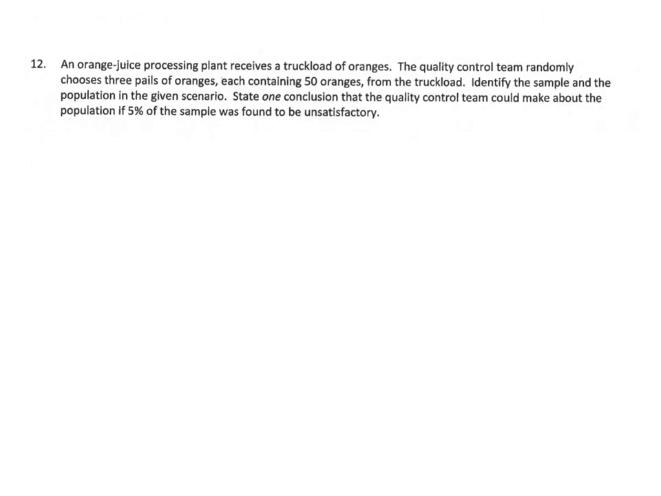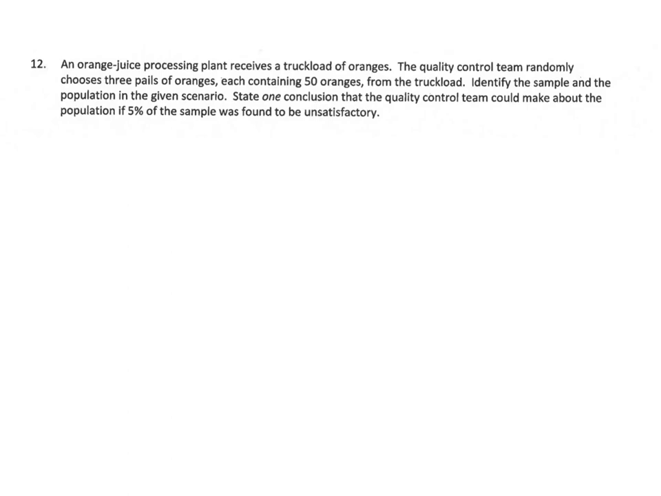All right, so I'm going to read number 12 with you. It says, an orange juice processing plant receives a truckload of oranges. The quality control team randomly chooses 3 pails of oranges, each containing 50 oranges from the truckload. Identify the sample and the population in the given scenario. All right, so I'm going to stop right there. What I'd like you to do real quick, based on what we just read, is identify the sample and the population of the scenario. Just write that out. You could hit pause so you can write that out, and then hit play and see how you did.